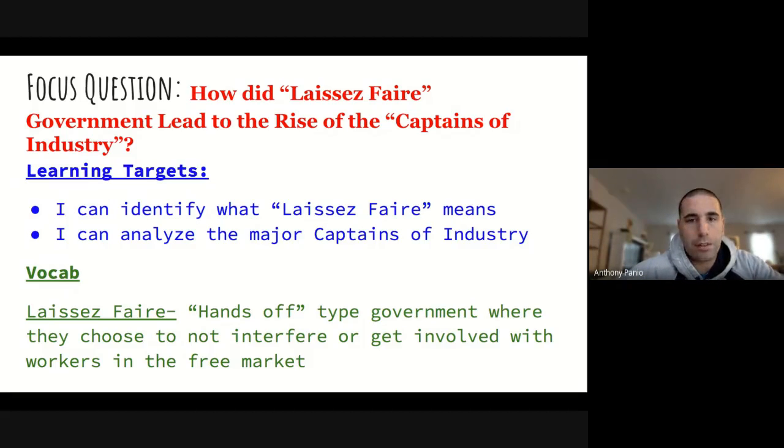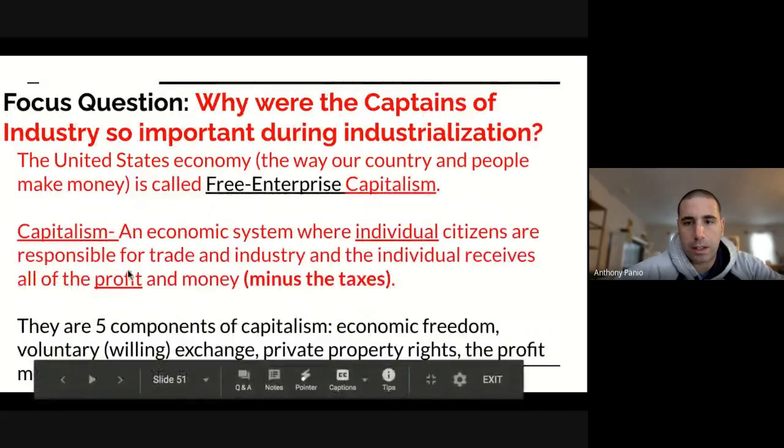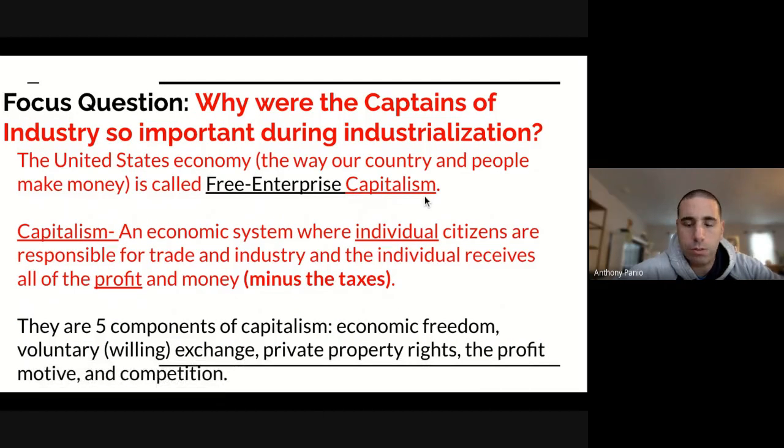So I'll give you a minute to copy down this next slide. I know we've gone over capitalism before back in Unit 2. We're going to go over it again. I think it's important to keep writing this down because it is our economic system and we need to have a good understanding of it. So please copy this down. You don't need to rewrite the next focus question. Just please copy down the two things in red here. All right, I'll give you a minute to do it.